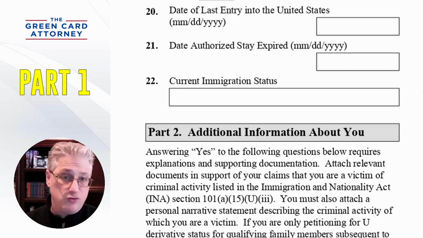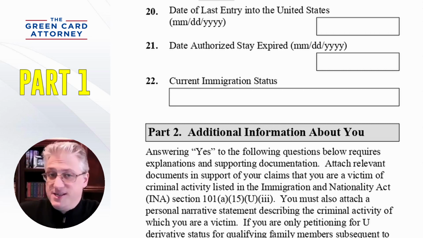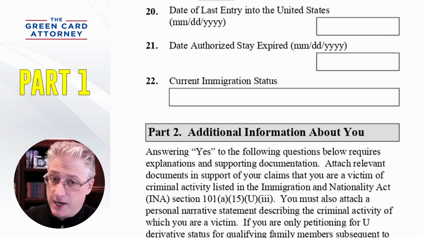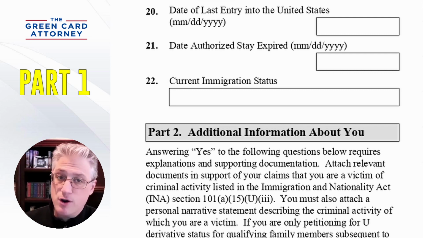My family entered as tourists. They gave us 6 months. We stayed 15 years. Most of it not legal. Maybe that's your situation. Maybe you entered without inspection, meaning illegally. They're asking for your current status today.